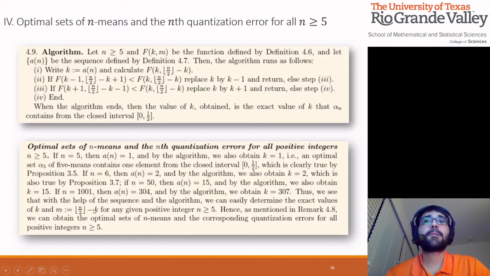Thus, we see that with the help of the sequence and the algorithm, we can easily determine the exact values of k and m for any given integer n greater than or equal to 5. Hence, as mentioned in remark 4.8, we can obtain the optimal set of n means and the corresponding quantization error for all positive integers n greater than or equal to 5.